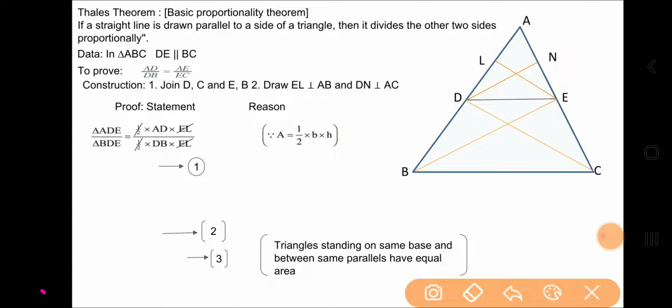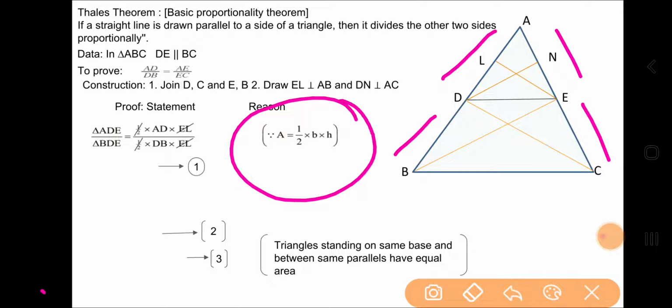See, we have to prove that AD by BD is equal to AE by EC. This theorem is going to be proved on the basis of the principle, that is, area of a triangle. What we know is that the area of a triangle is nothing but half base into height. Okay, we have come to know which principle we are going to use to prove this theorem, that is the area of a triangle.